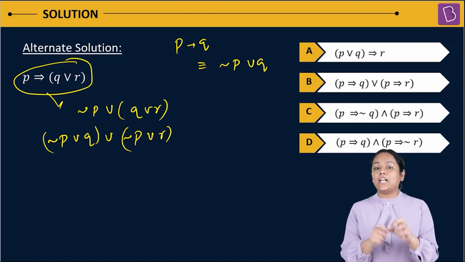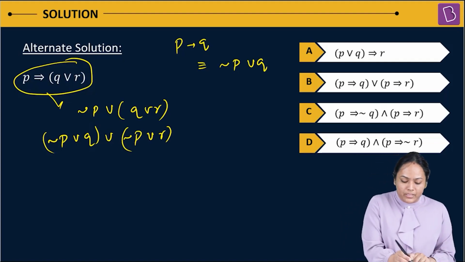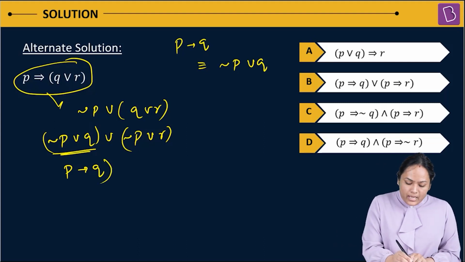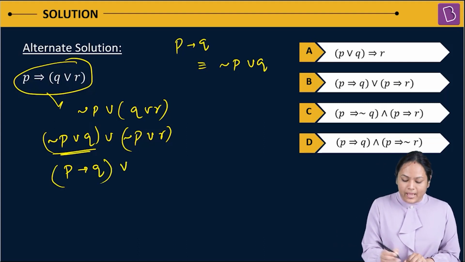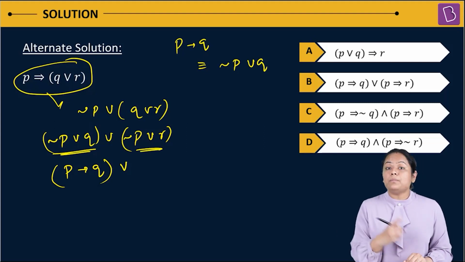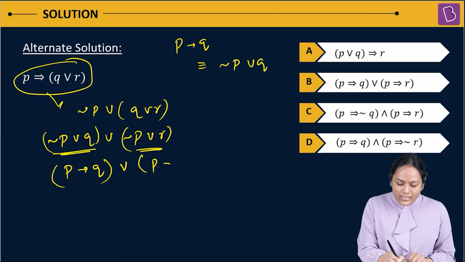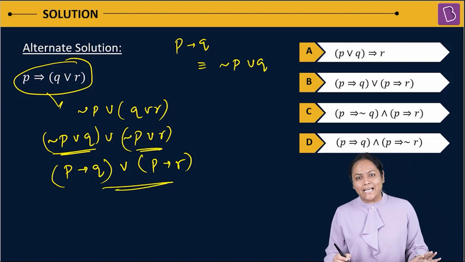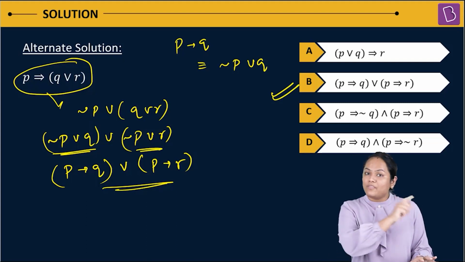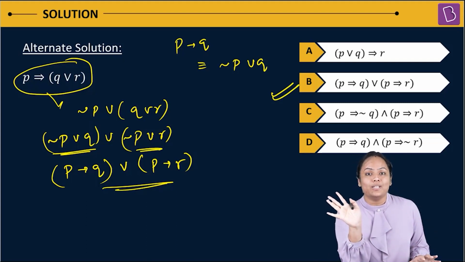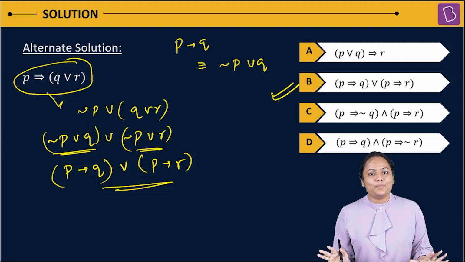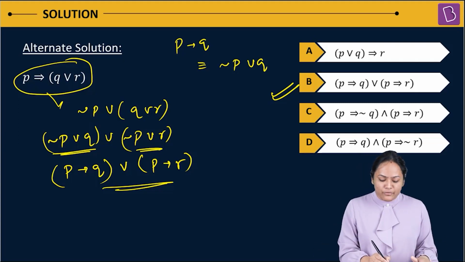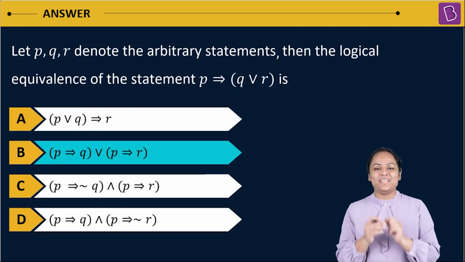And further, I'll convert this into my conditional statement. Negation P or Q is nothing but P implies Q. I have this as one, then I have or, and then negation P or R is again written as P implies R. And which of the options do we find correct now? B, which we have just found out by truth table also. So this is an easier approach. Definitely it is very simple, right? So the answer for the question will become B.